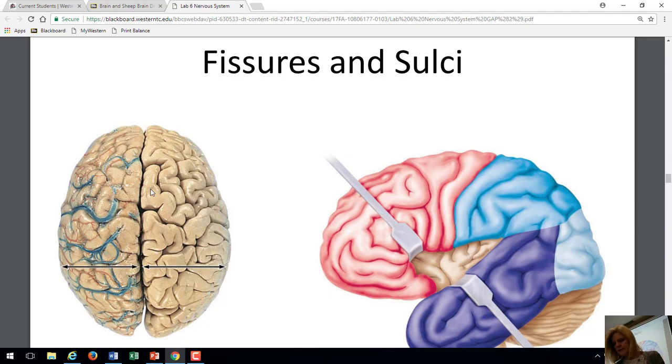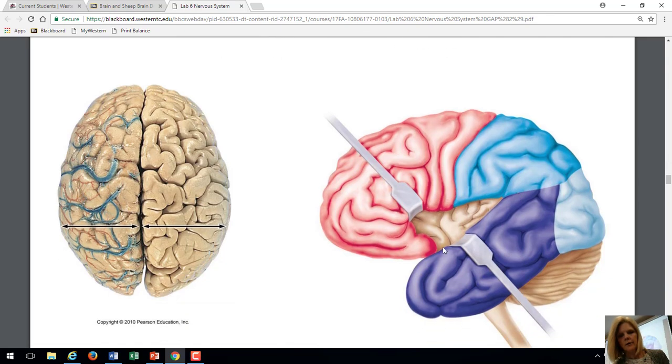And then if we look at the side here, there's a deep groove, which is called the lateral sulcus, or you could call it the lateral fissure. It's on the side.